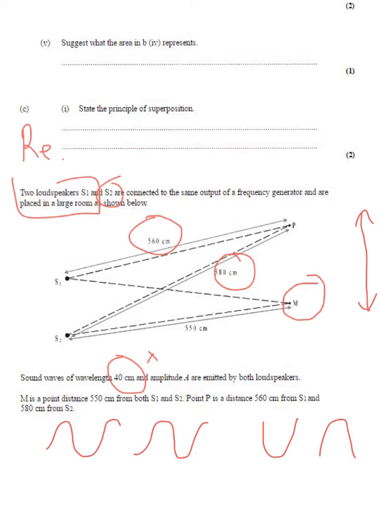Now let's have a look at what's going on here at M. M is 550 centimeters away from S2, and it is also 550 centimeters away from S1. If you're not sure of that, reread the question. It says it here. Now that means that they reach point M in phase because you've got exactly the same number of wavelengths between S1 and M as you do between S2 and M. So you're getting constructive interference. This is called a maxima, and it means that it's very loud.